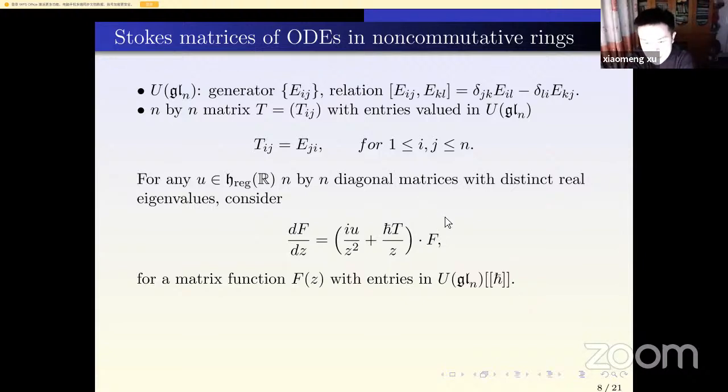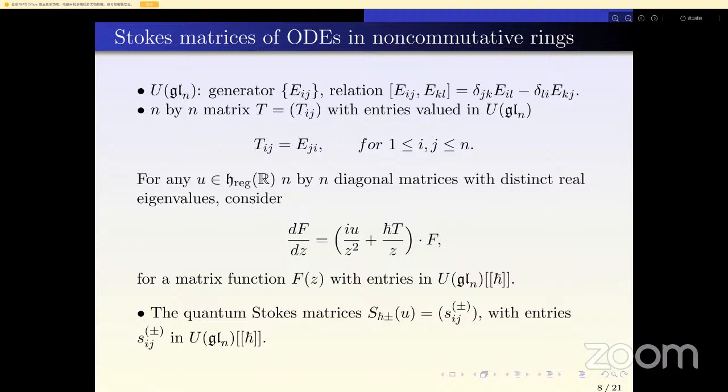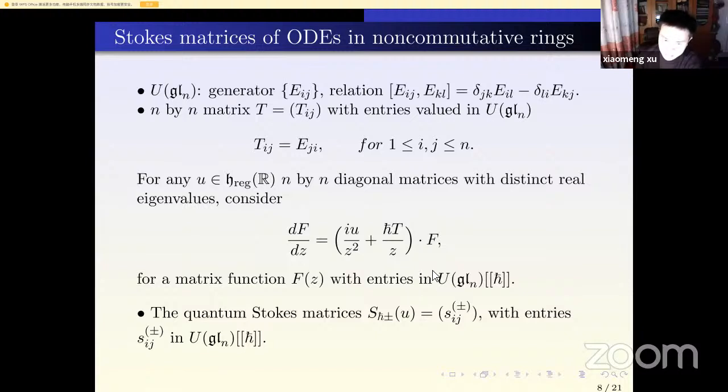Although this is an infinite dimensional system, one can define its Stokes matrices just as in the finite dimensional case. If you like, you can think in this way, taking a categorical viewpoint. For example, given any finite dimensional representation of gl_n, the evaluation of U(gl_n) on the representation is going to turn this linear system into a finite dimensional ODE. So that is a finite dimensional version from a categorical setting. Here I take a universal setting, so basically I consider this linear system whose coefficients are inside U(gl_n).